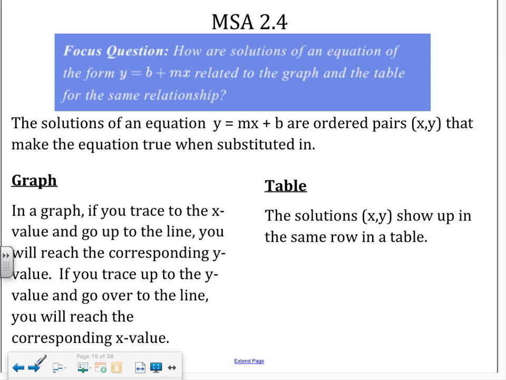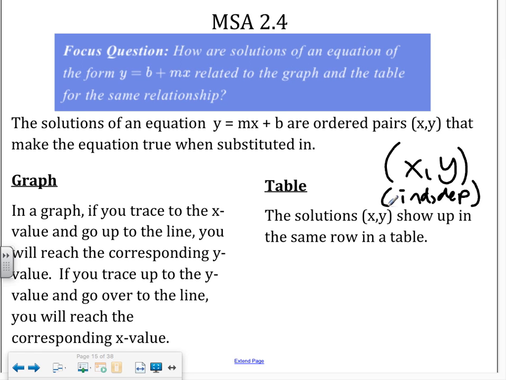Last investigation on the test, 2.4: How are solutions of an equation of the form y equals b plus mx related to the graph and the table for the same relationship? Well, we know the solutions of an equation y equals mx plus b are ordered pairs. That's x, y. Remember, it's not always x, y, so think of it as independent variable, dependent variable. They make the equation true when substituted in.